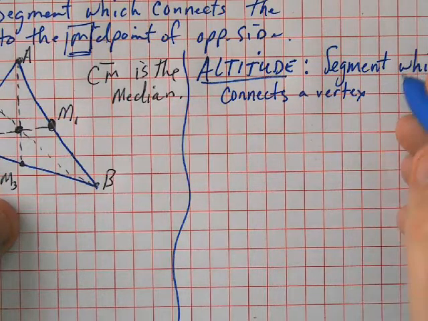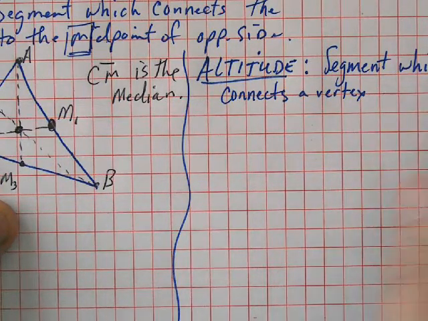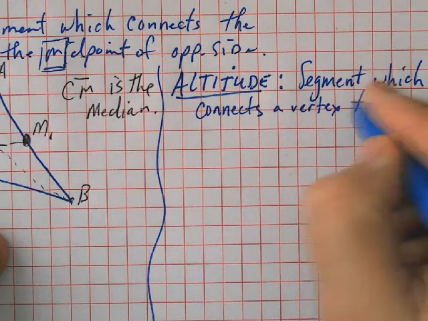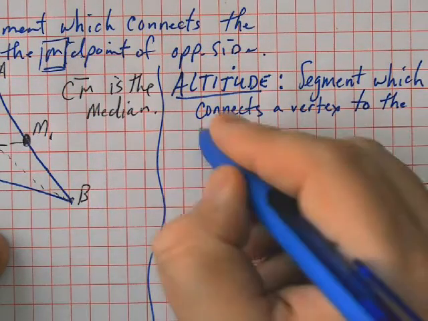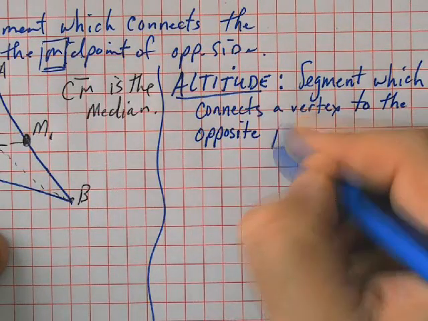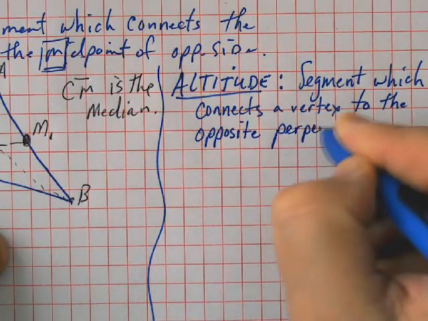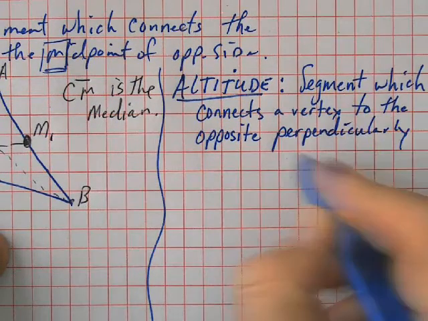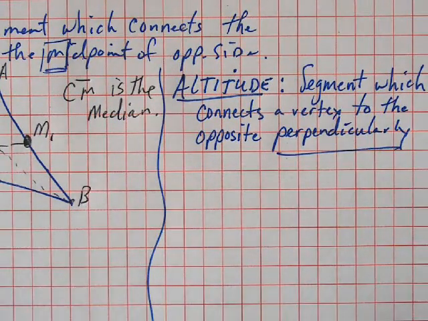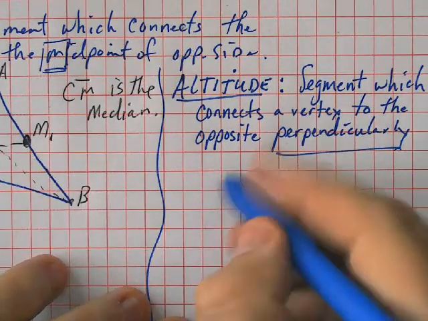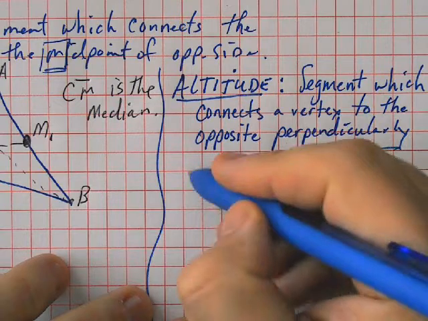How do I want to say this? It's to the other side perpendicularly. Okay? To the opposite side. This is a long word. Perpendicularly. Meaning that when I connect the vertex to the opposite side, it's got a perpendicular angle.